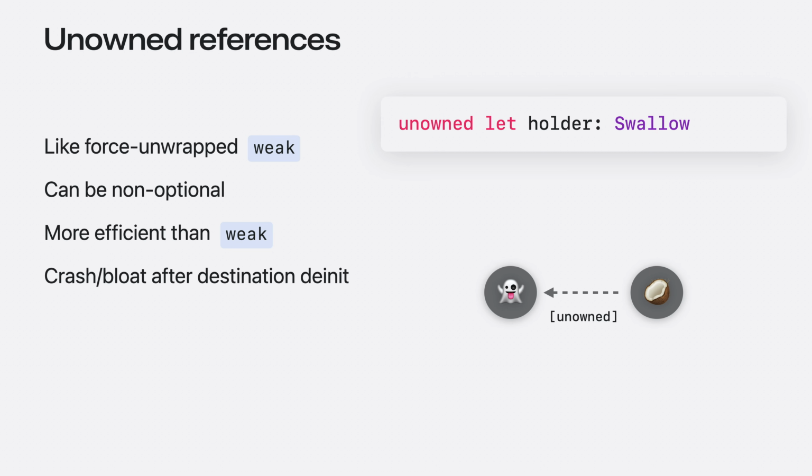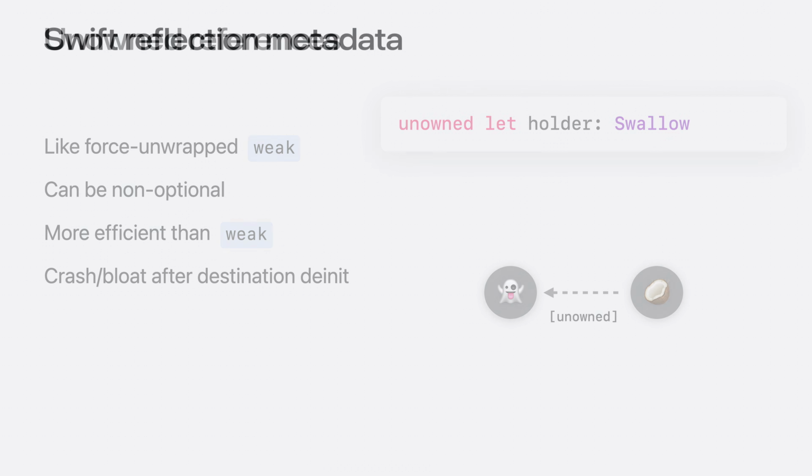Even if I don't access the unowned reference, it's still bad to leave it around. As long as the unowned reference exists, its destination can't be deallocated and wastes memory. If you don't know how long the destination will live, the small overhead of a weak reference is worth it.